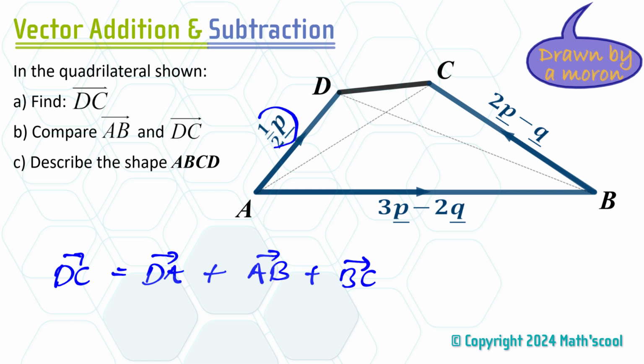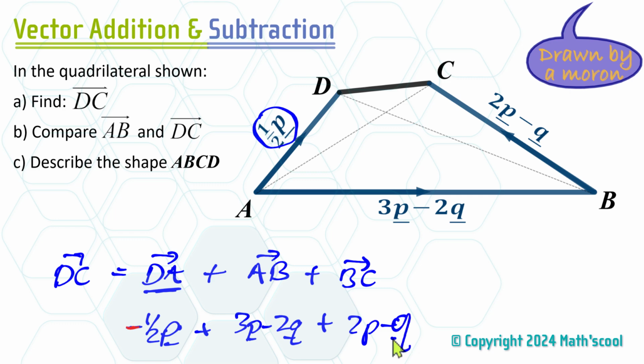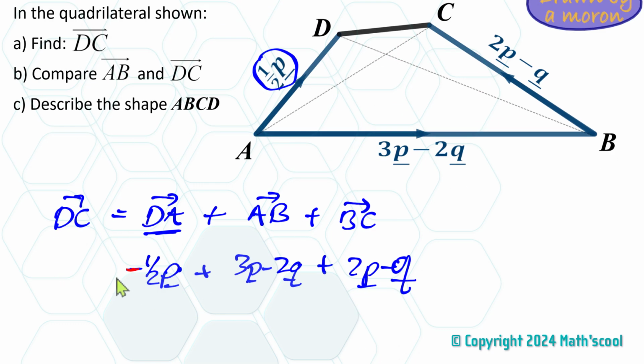Now this vector here is not D to A. It's A to D. It's pointing this way. So we need to change the sign of it. So negative a half P. So you see I've put a negative there. Don't miss that out. Plus A to B is this vector here, which is 3P minus 2Q. Plus B to C, that again, that's going in the correct direction, so we don't need to worry about it. 2P minus Q. And then let's just tidy all of that up.